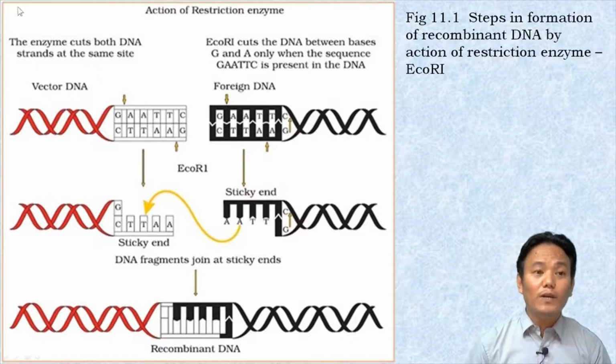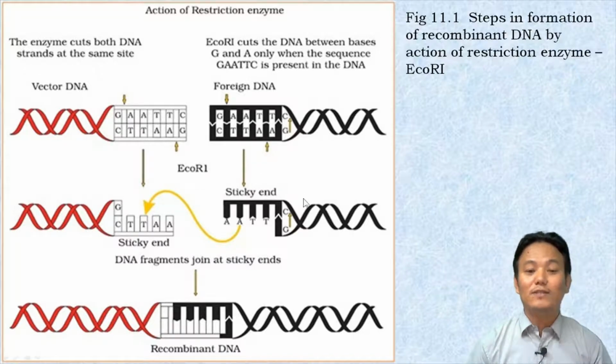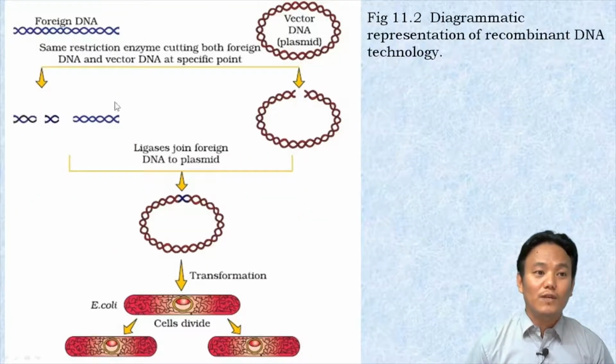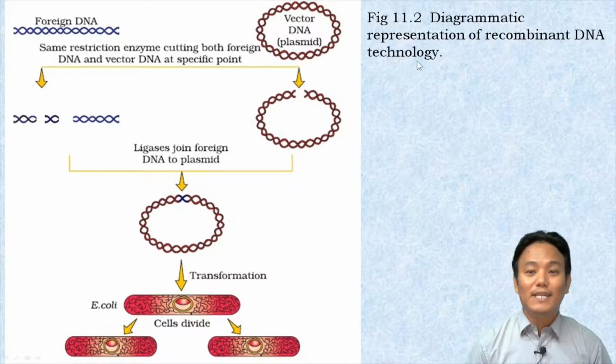Now, I hope that this particular figure number 11.1 is clear to you. You have to remember this diagram. You have to practice drawing this diagram. So you can look in your textbook, figure number 11.1, and study this diagram. Another important diagram given in your textbook is figure number 11.2, which summarizes the process of recombinant DNA technology.